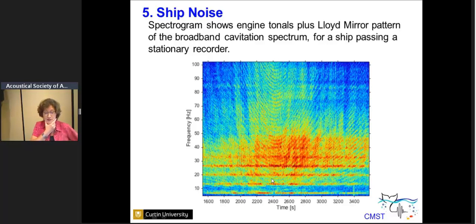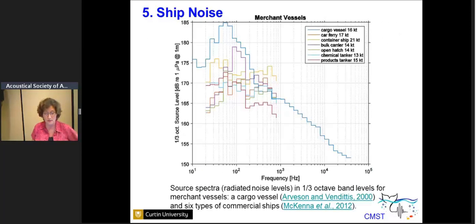All right, in the next few slides, I've got a few source spectra in 1/3 octave band levels of large vessels. So these are merchant vessels. You can see the broadband levels will go up to 190 decibels or more. And these are cruise ships, also that loud.